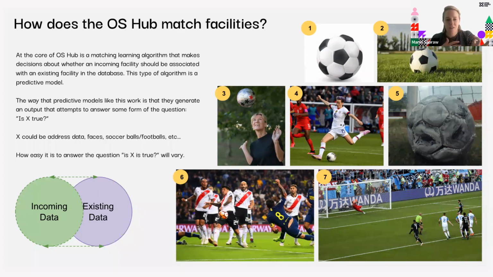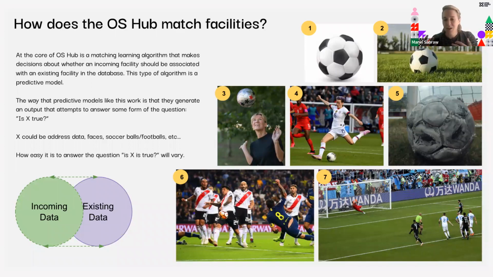This sort of machine learning model is known as a predictive model. Predictive models are trying to answer the question, is X true? And X could be a number of different things. In OS Hub's case, X is an address and data about a facility. It could also be facial recognition, like what you use to unlock your phone, or it could be soccer balls or footballs. And so the ease with which X can be answered, so is this facility a match with this other facility, or is there a soccer ball in this picture or not?